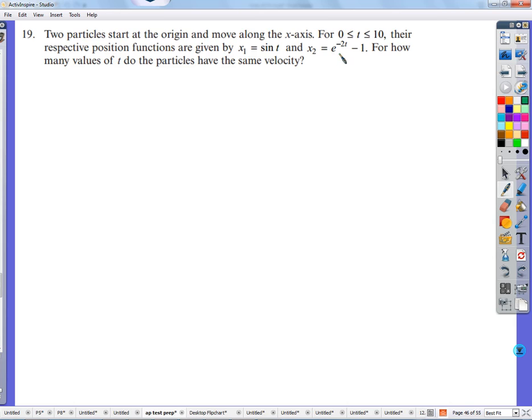This guy right here is an exponential decay, so its distance starts at the origin. It's going to move away fairly quickly, and then not move very far away very quickly at all. Not that that's terribly important, but those two functions are position functions. For how many values of t do the particles have the same velocity? Velocity, not position.